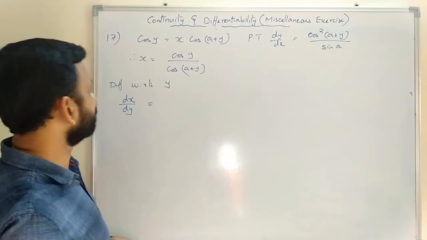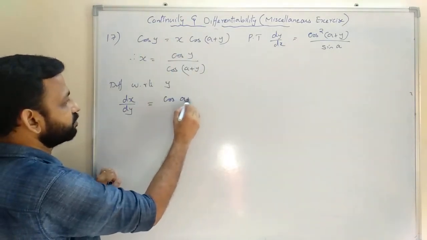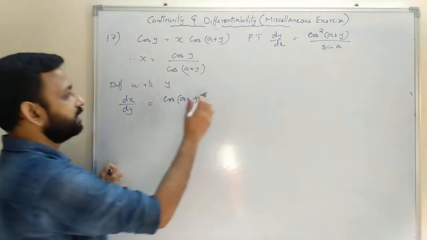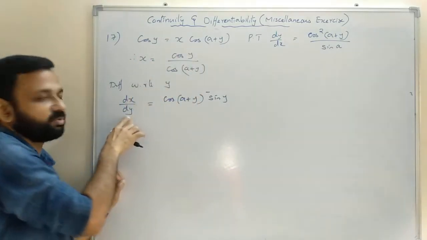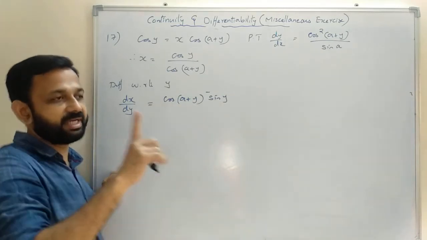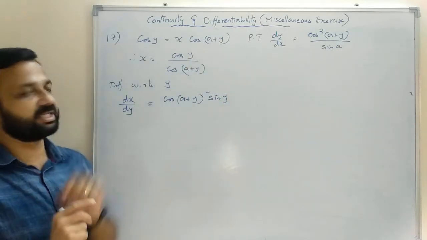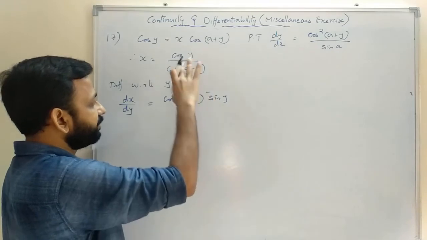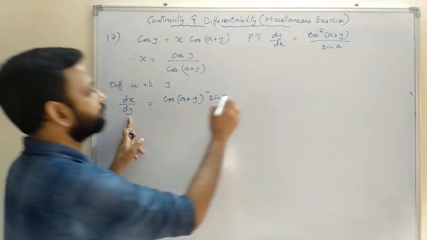We will apply quotient rule: denominator into derivative of numerator. Cos a plus y into derivative of cos y, that is minus sin y, into derivative of y with respect to y. Derivative of y with respect to y is dy by dy, that is 1. But derivative of y with respect to x is dy by dx. So here we will write 1 only.